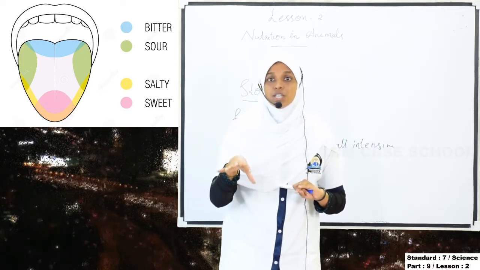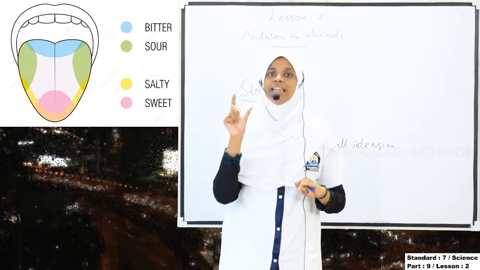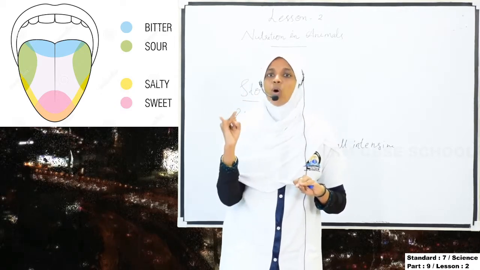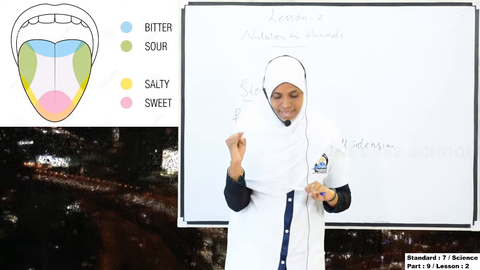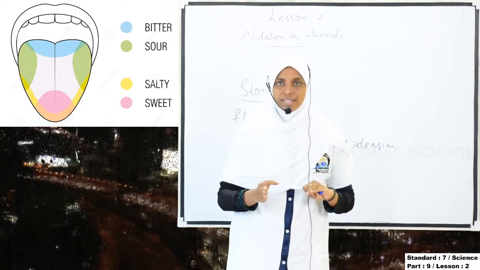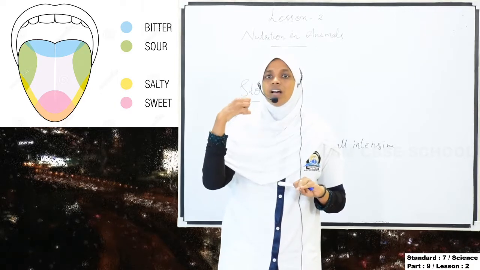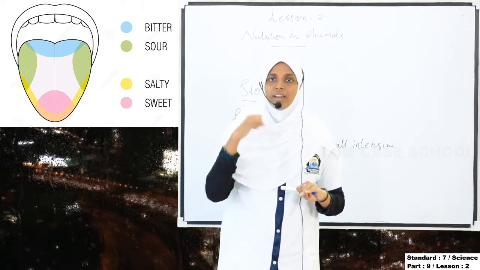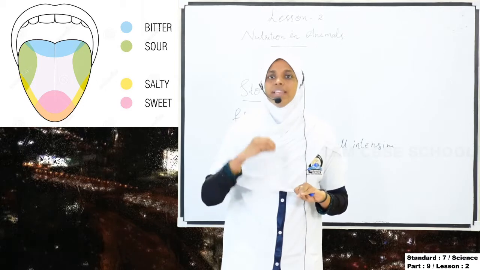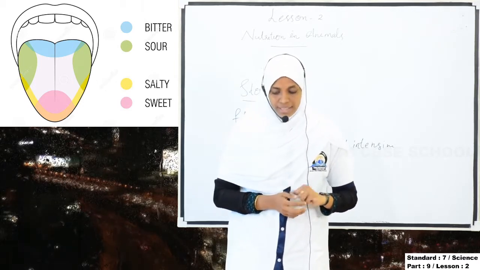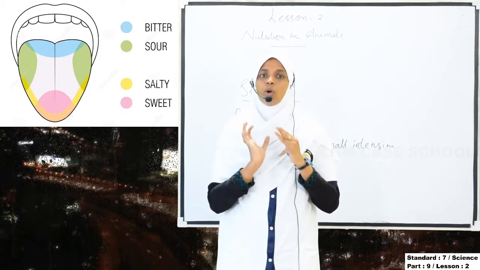It opens into the small intestine, and in the inner lining of the stomach there are mucus, hydrochloric acid, and digestive juices. The acid kills the bacteria that enter along with the food, and it helps the digestive juices to act. Then the digestive juices break down the protein into simpler substances.